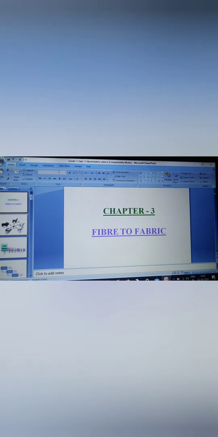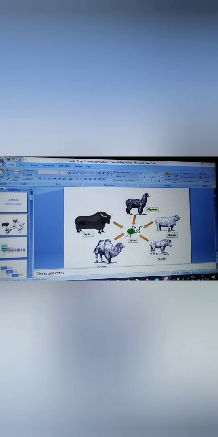We will see here, you see different types of sheep, goat and yak over here. You have seen different breeds in your previous session: alpaca, sheep, goat, camel, yak. So all these animals give you wool. These are the different breeds of animals which give you wool, which you have seen in your previous session.